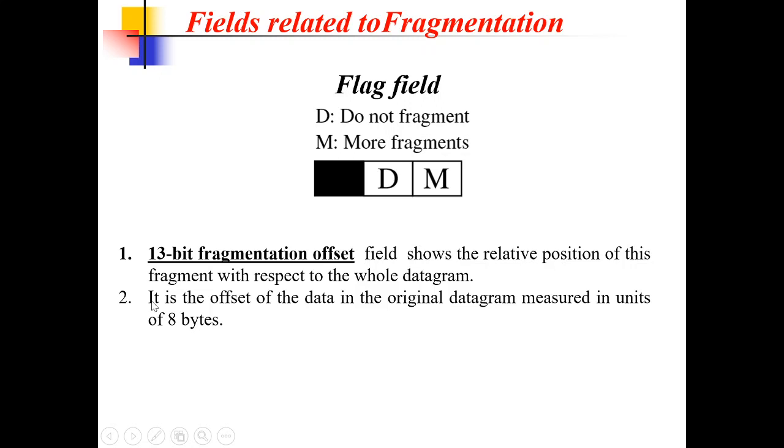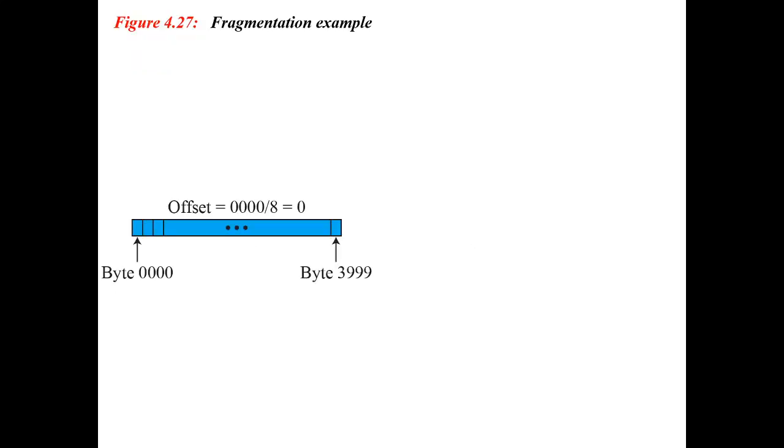Now the next is 13-bit fragmentation offset. This field shows the relative position of this fragment with respect to the whole datagram. So it is the offset of the data in the original datagram measured in units of 8 bytes. Let us see an example of this.